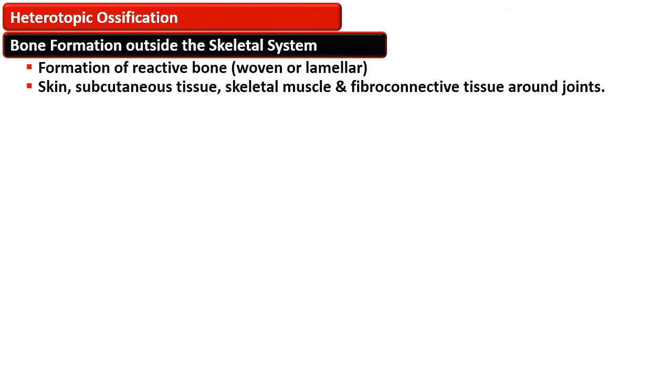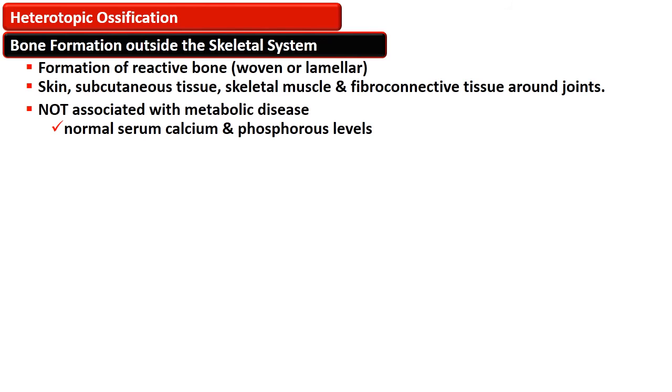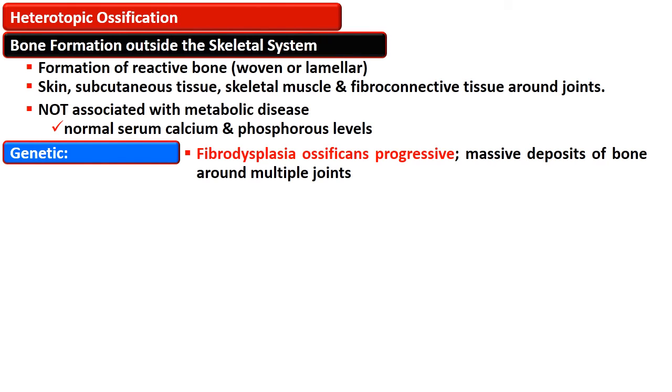When the bone is formed outside the skeletal system, it is termed as heterotopic ossification. Both the woven and lamellar bone can be formed, and the sites are skin, subcutaneous tissue, skeletal muscle, and fibroconnective tissue surrounding the joint. It is not associated with any metabolic disease, and the serum calcium and serum phosphate levels are within normal range. It is seen in certain clinical settings, such as in genetic, the fibrodysplasia ossificans progressiva.